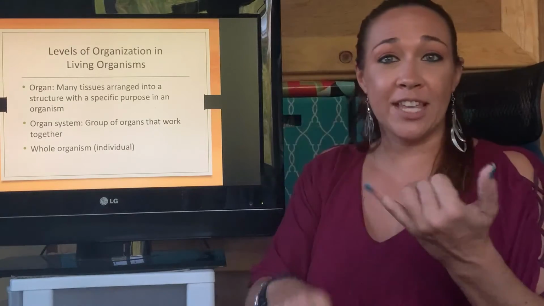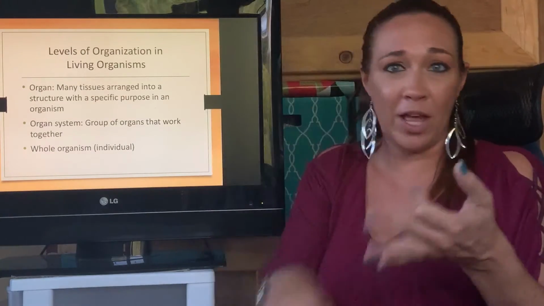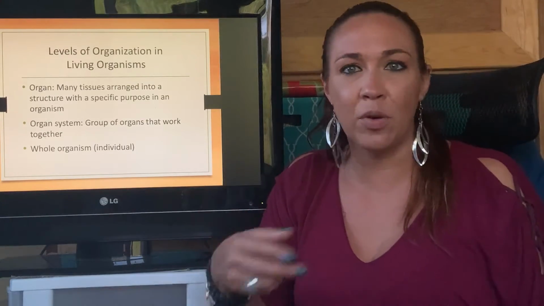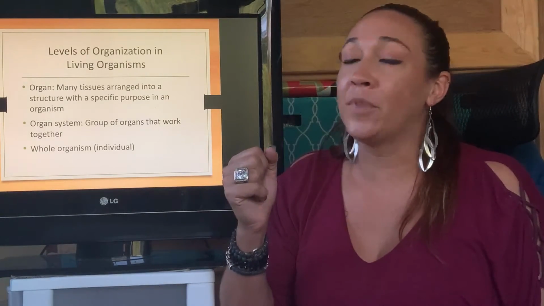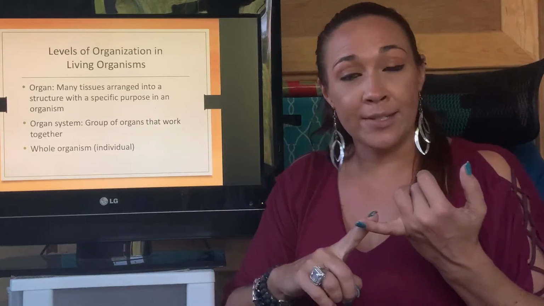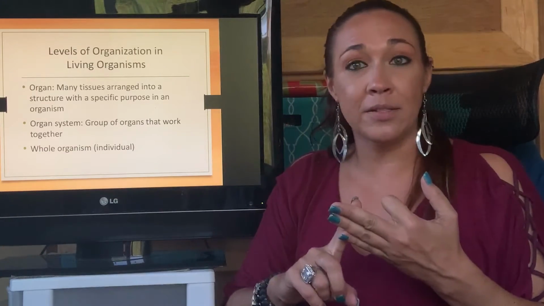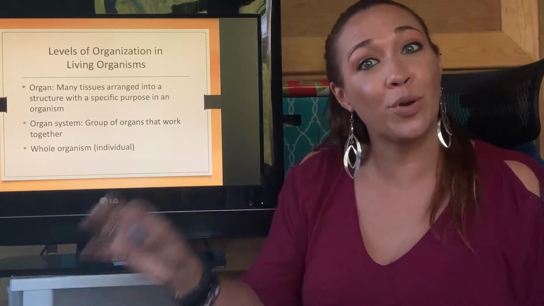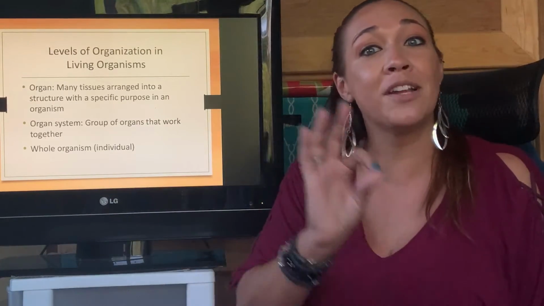If I were to take the skin and the heart and the blood and the stomach and the eye and put them all together, then I have an organ system. So let's pick one. Let's say the heart. If I take the heart and the blood and the lungs and all the veins and arteries in my body and put them together, that is my circulatory system. Okay, so that would be an organ system.